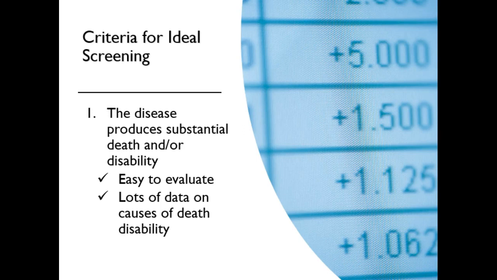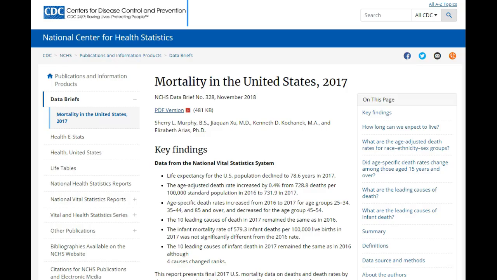So the first criteria for ideal screening is that the disease produces substantial death and/or disability. This means that the disease needs to be easy to evaluate and that there's lots of data on the cause of death or disability. We have already looked at data related to death and disability, but as a review, let's take a look again in terms of the United States and death and disability.